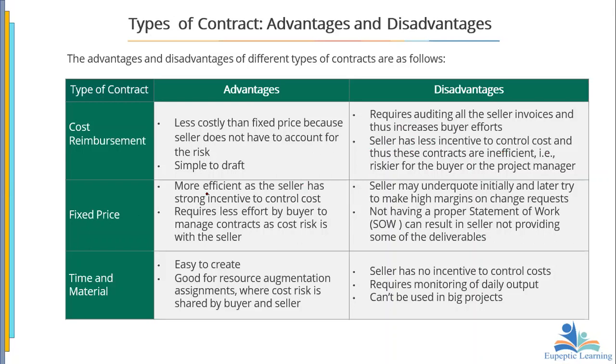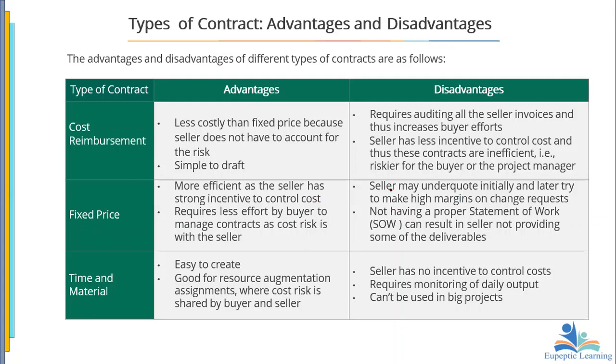Now the fixed price, it is efficient as the seller has that efficient incentive to what? Reduce cost, and it requires less effort by the buyer to manage the contract, because you see here the seller knows that if he doesn't manage the cost well, it will go against him.